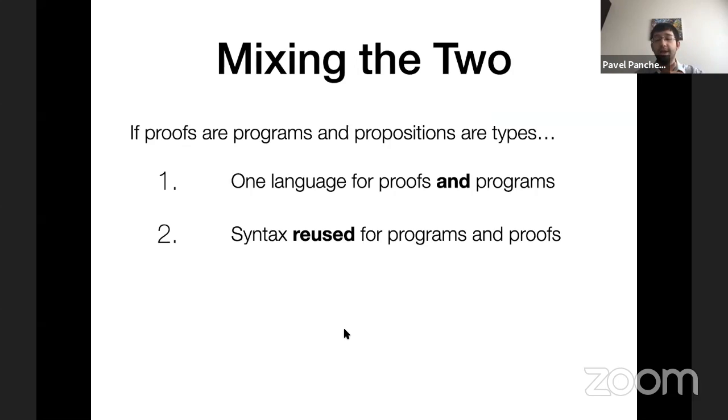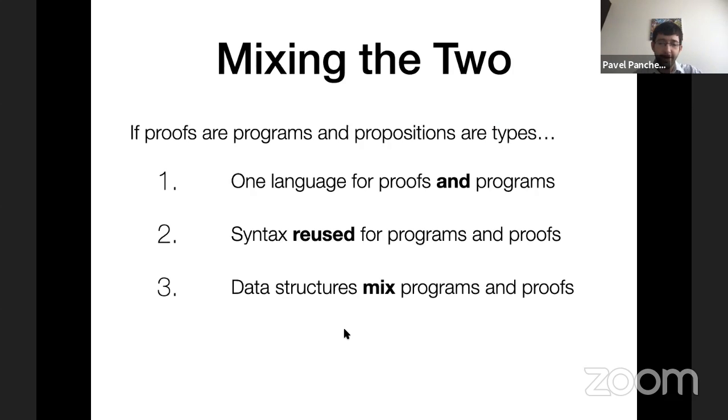If we're using lambdas to write down our proof of an implication, and we're using lambdas to write down programs that are functions, we just use the same syntax for both. And it should also be possible to write down data structures that mix the two. Because your syntax is the same, the values are presumably going to be the same as well. You can have one data structure that contains both a programmatic value and also a proof about that value. Ultimately, this means in such a language, whether something is a proof of some proposition or a program of a certain type is up to your own interpretation.